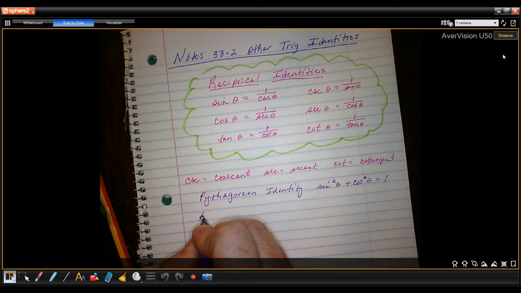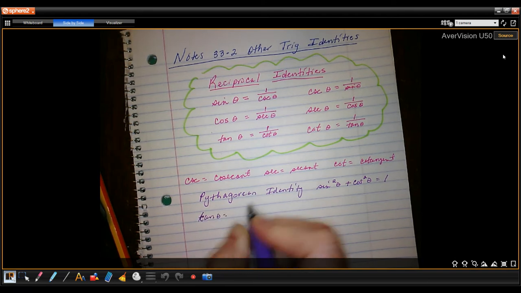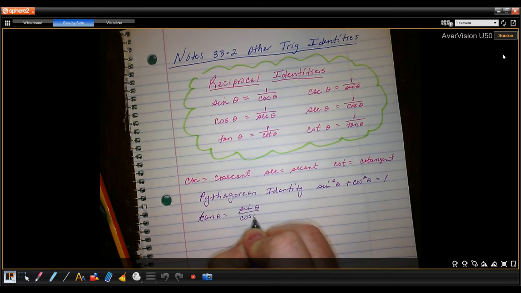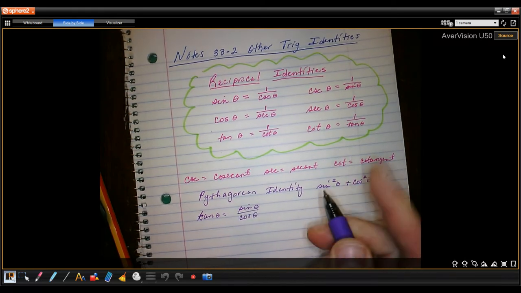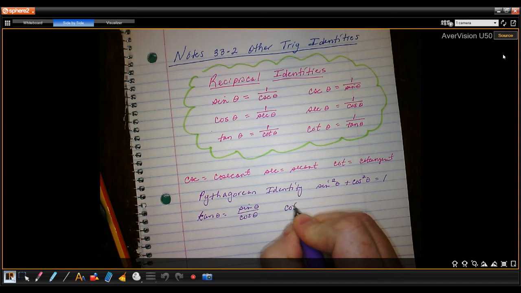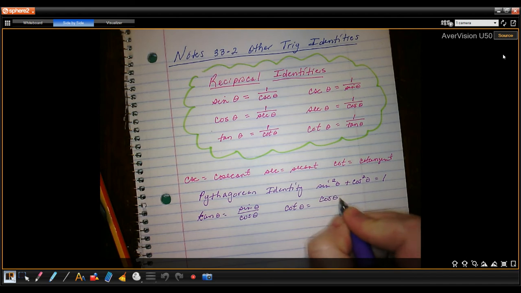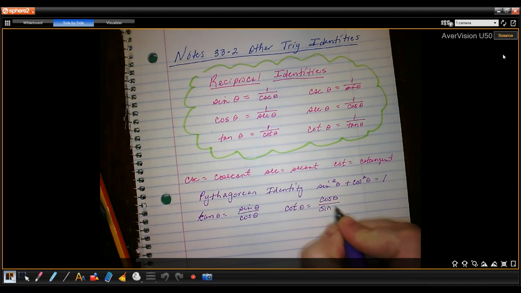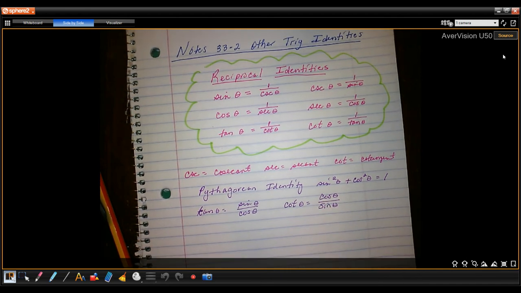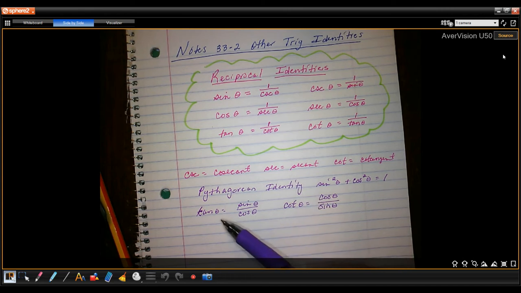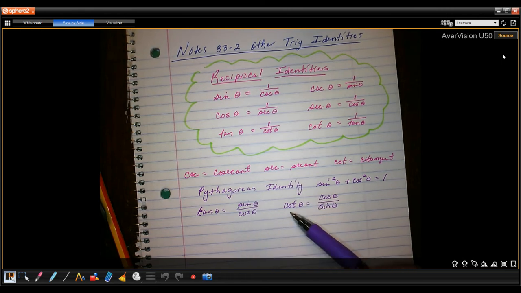Well, tangent theta, we learned the other day, is sine theta over cosine, right? Keeping with the same mindset of reciprocal, couldn't we say cotangent theta is just flip it? So cosine theta over sine theta. So there's another trig identity. Because cotangent is a reciprocal identity, 1 over tangent, and another way to write tangent is sine over cosine, cotangent would be cosine over sine. So there are some more identities.